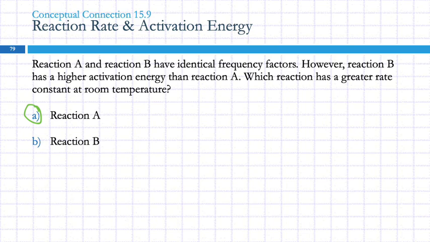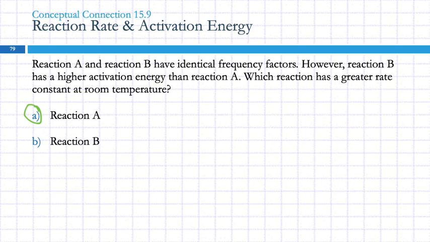You could think about the Arrhenius equation. K is equal to that mess. And you could say, okay, well, if B has a larger Ea than A, how's that going to affect the rate constant? A larger rate constant means a faster rate.